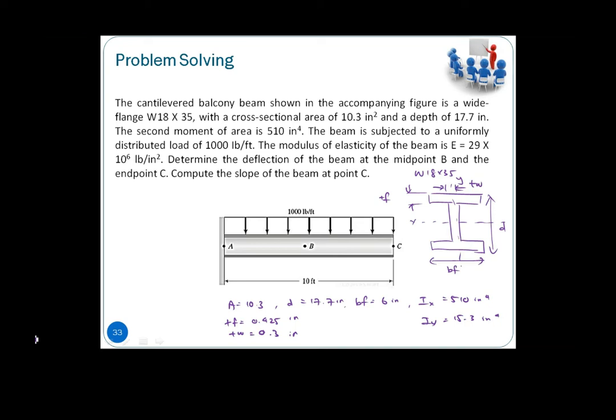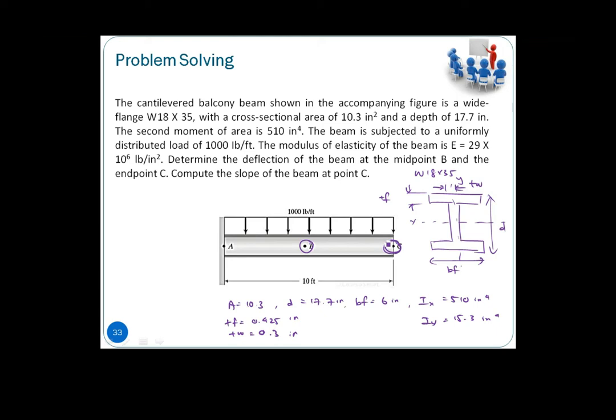So it is subject to a uniformly distributed load of 1,000 pound per feet. This beam is 10 feet long. You have a modulus of elasticity, or Young's modulus, of 29 times 10 to the power 6 pound per inch square. Then determine the deflection of the beam. We want to determine the deflections of the beam at B and C, and also the slope, theta, at C itself.